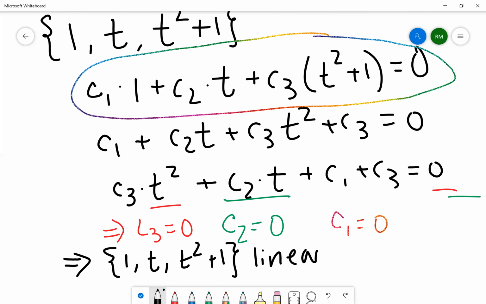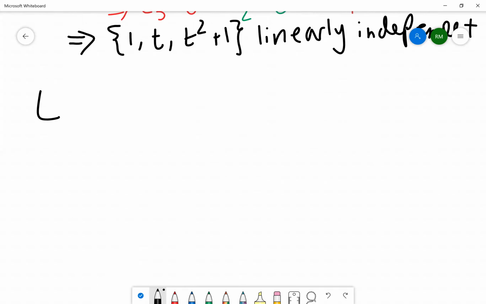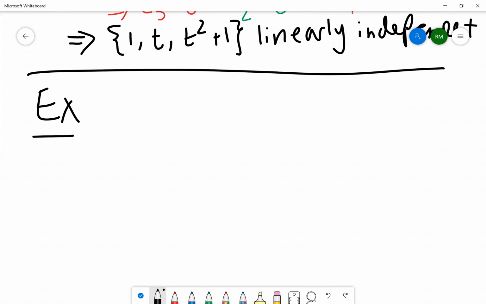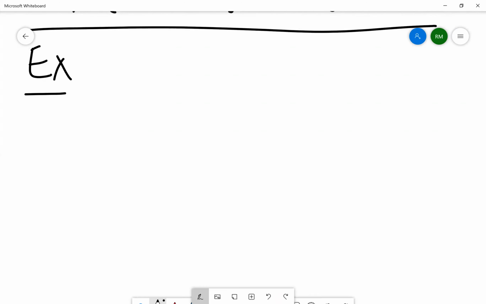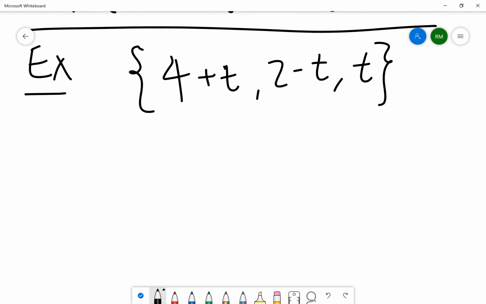All right. So let's look at another example. After I write this example, I want you to pause the video again and try to solve it. We have 4 plus t, 2 minus t, and t. I want you to pause the video and determine whether those are linearly independent or whether that set of vectors is linearly dependent.